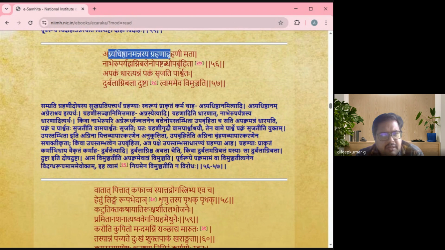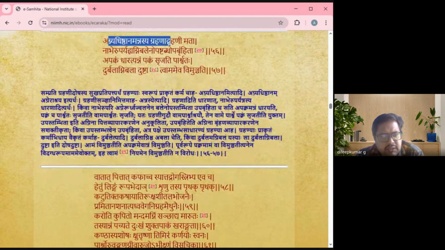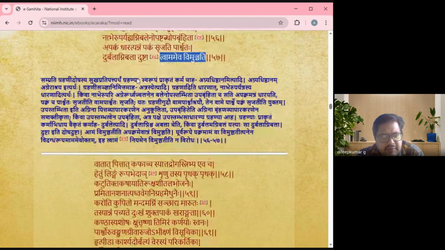Undigested material will be held back. So apakvam dharayati. When properly digested, it will be propelled further. So pakvam srujati parshvata. If it is not digested, amameva vimunchati. So after some time, only ama will be evacuated. So this is the exact picture of Grahani.